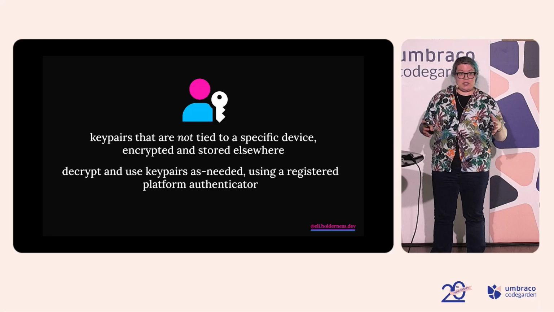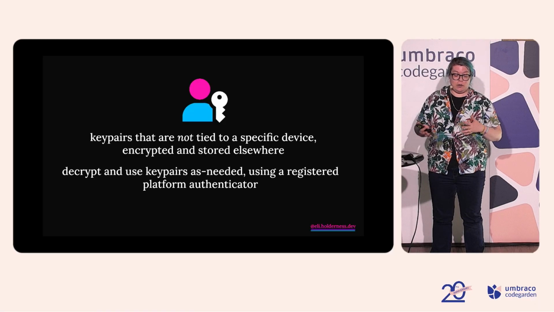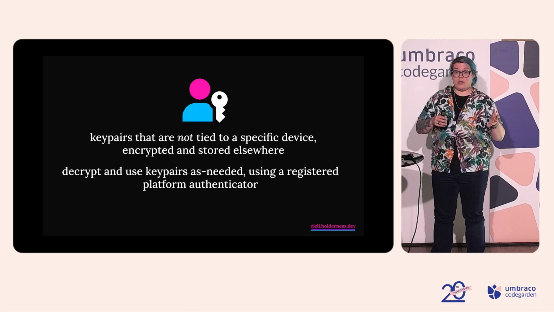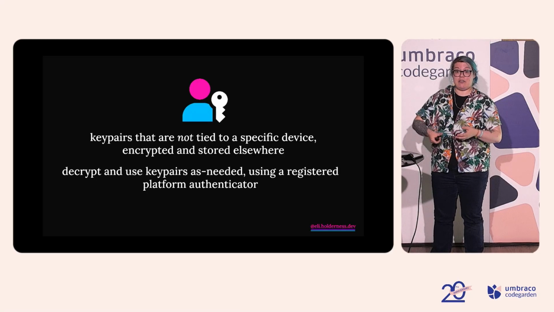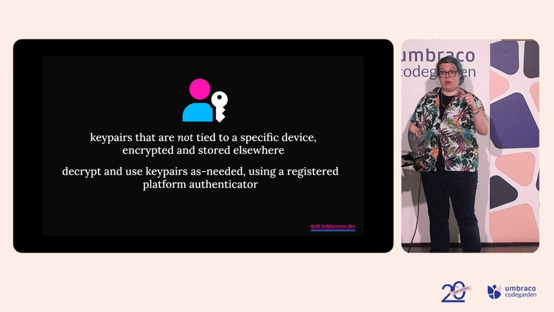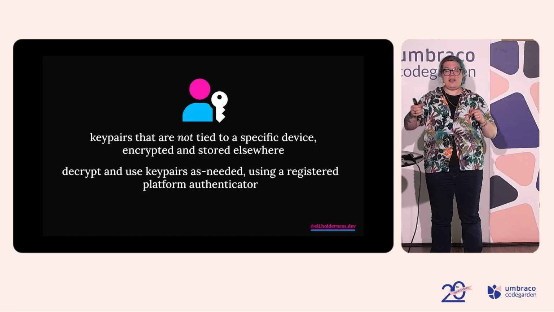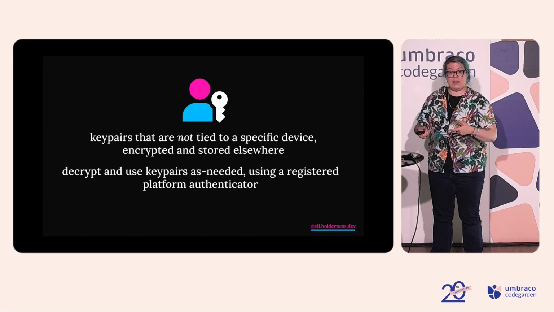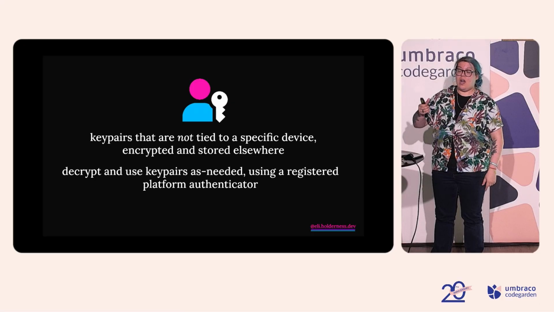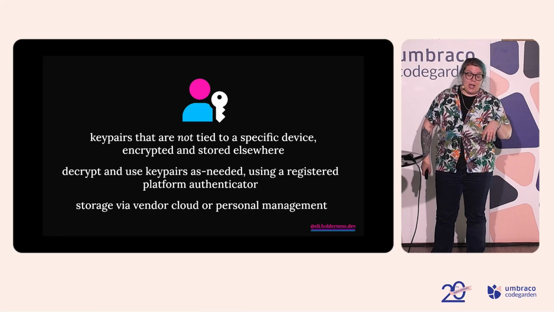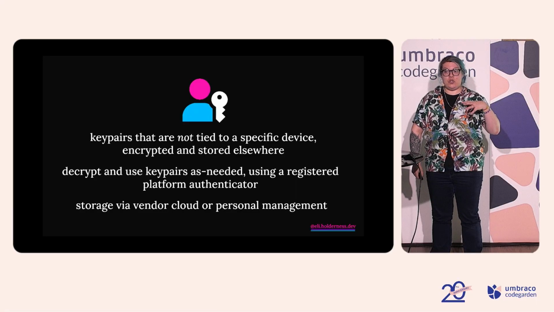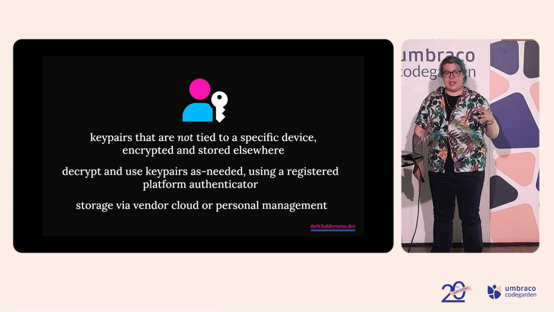You can decrypt and use these key pairs, and you can have multiple of them as needed. So if I wanted to use a passkey that I'm stored in my Google account, you log in with my Android phone, and it would say, you want to use this passkey to log in? Cool. Will you just give me your thumbprint? And then it uses that method of verification to say, cool, I'm now allowed to decrypt and use this key pair to log in.